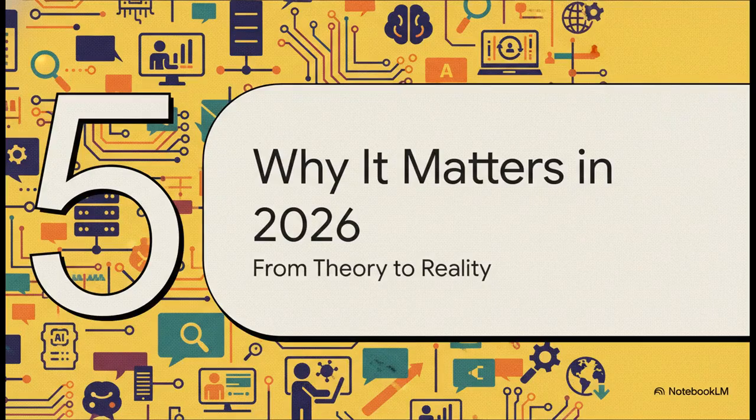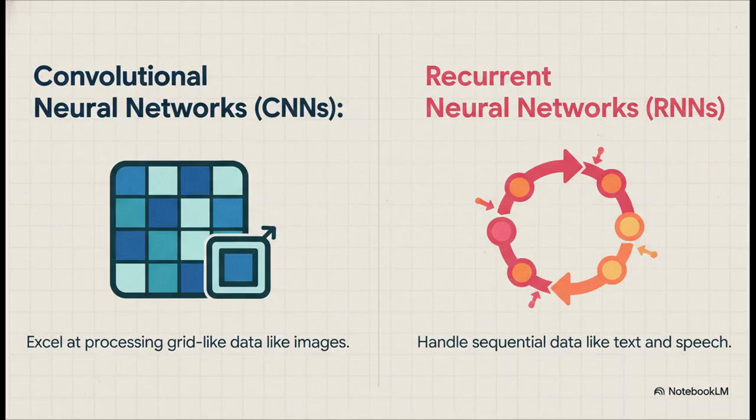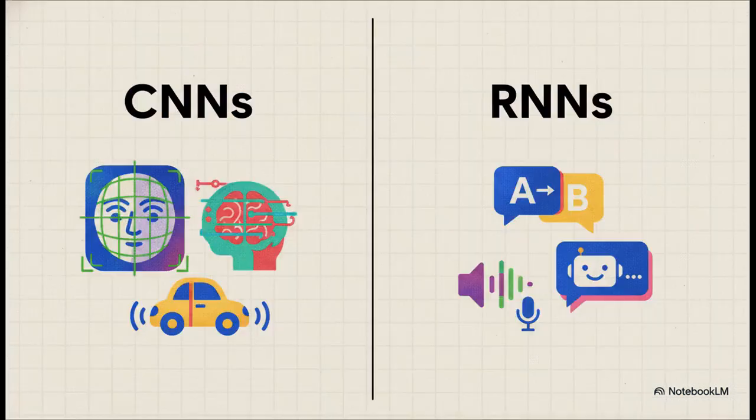Okay, so that's the theory. But how does all this tech actually translate into the tools that we use every single day? Let's take a look at the real-world applications. Within deep learning, there are specialized designs for different kinds of jobs. Two of the most important ones are convolutional neural networks, or CNNs, which are absolute wizards when it comes to visual data, like images. And then there are recurrent neural networks, or RNNs, which are brilliant at handling sequential data, like language and speech.